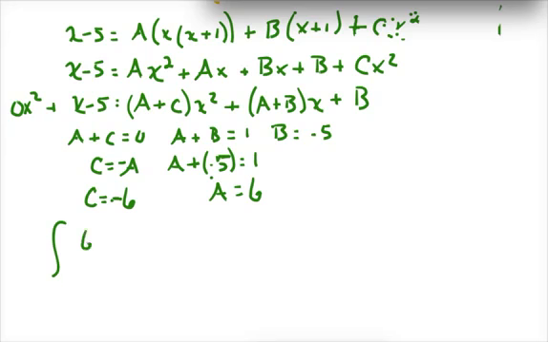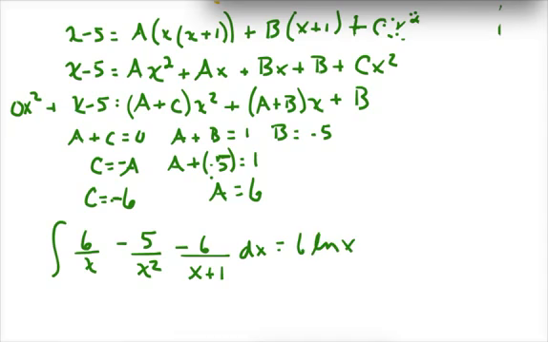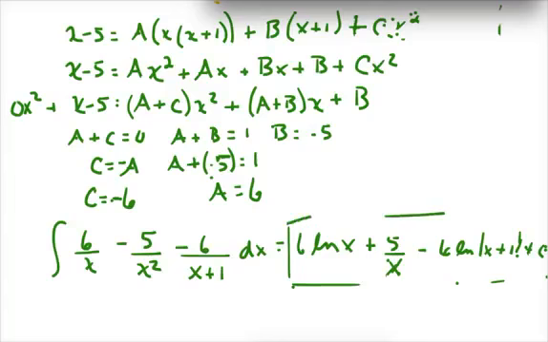So this integral becomes 6 over x, negative 5 over x squared, negative 6 over x plus 1 dx, which is a lot easier to integrate. And you're left with 6 ln of x plus 5x, oops, plus 5x minus 6 ln of x plus 1 plus a constant. And that's your answer using the integration by parts method.